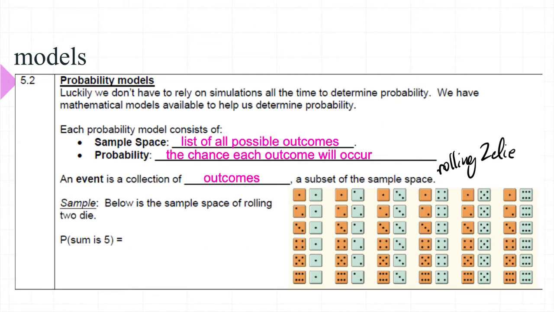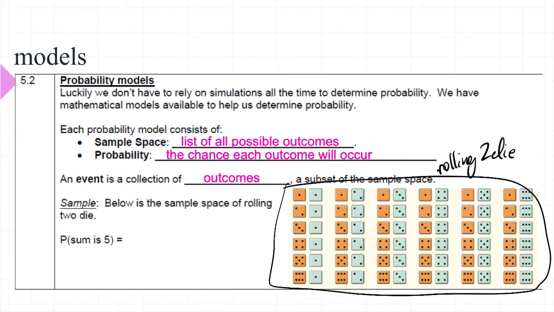So let's look at our example here below. The sample is rolling two die. That's the entire sample space. We just talked about that. The event is they add up to 5. So what we're really looking for is when does this happen? That's the event. So if we look here, 4 plus 1 is 5. 3 plus 2 is 5. 2 plus 3 is 5. 1 plus 4 is 5. And that is it. I'm not going to get 5 any other way.